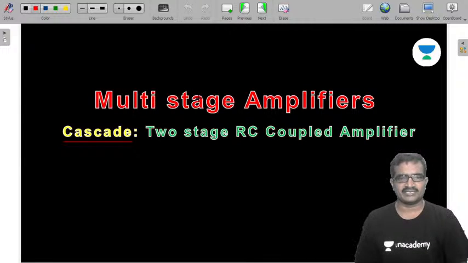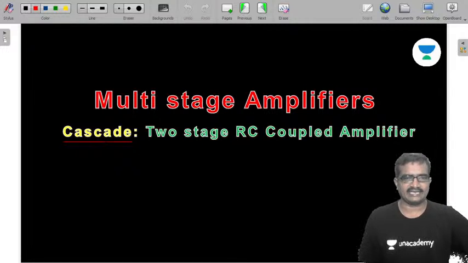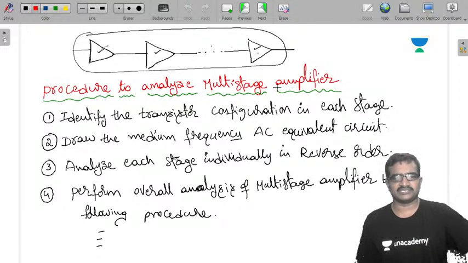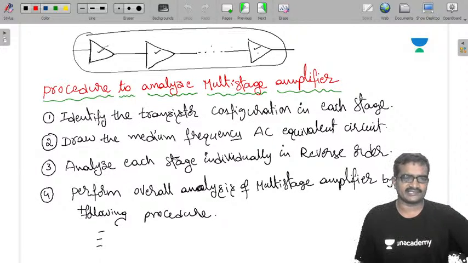Now, our topic is multi-stage amplifiers. Cascade, two-stage RC coupled amplifier we are going to discuss. First, we already completed some portion in that. Now, this is the procedure to analyze a multi-stage amplifier. How to analyze a multi-stage amplifier we discuss here.